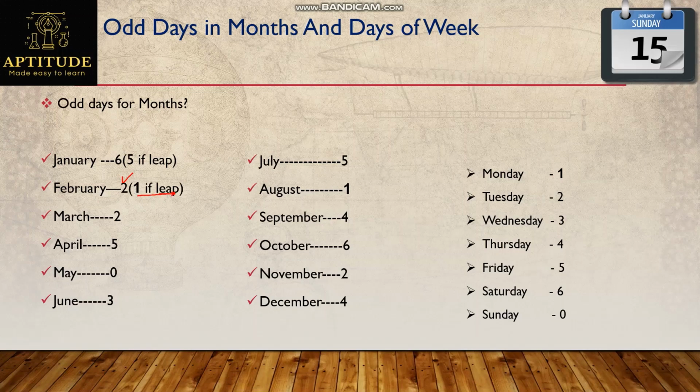And the given year is 1956 here. Of course, 1956 is nothing but a leap year. Why? Because whenever we divide it by 4, we get remainder 0. Getting remainder 0 means it is a leap year. So as we got a leap year here, I need to consider 1 as the odd day instead of 2.